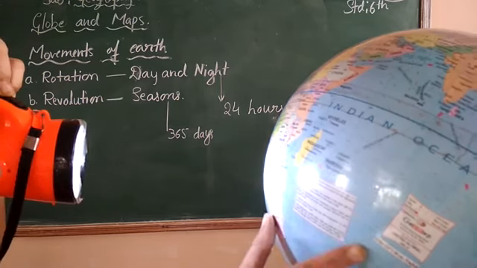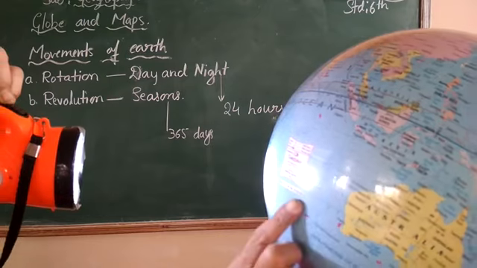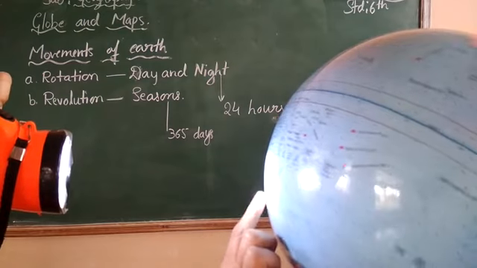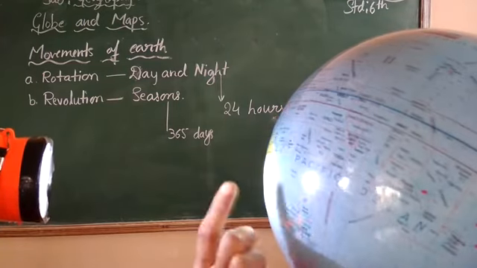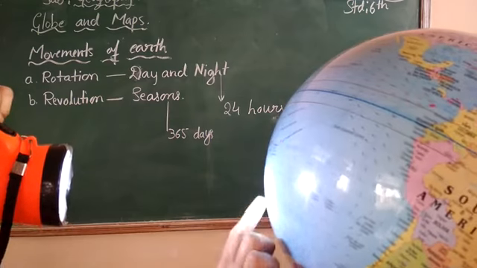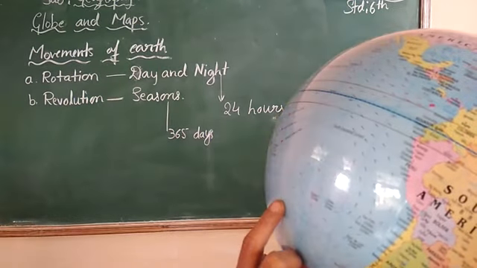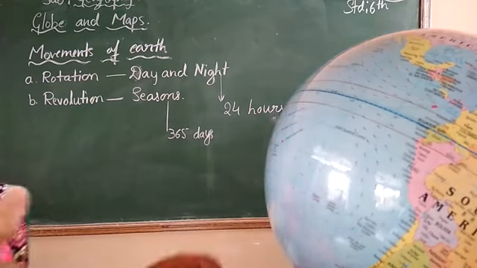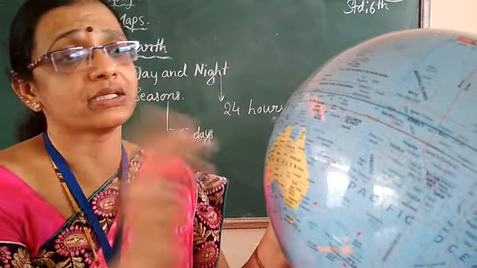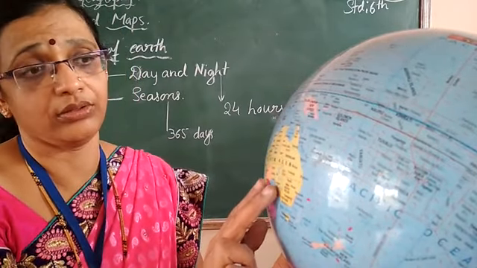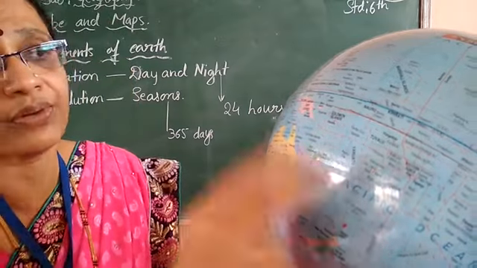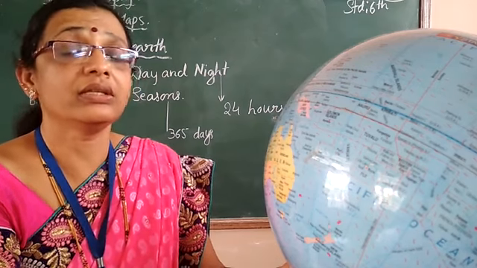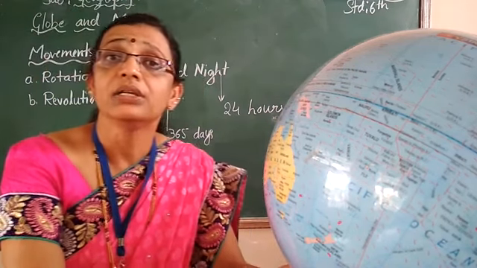Follow, children? Rotation means earth is rotating like this. This is called rotation. On its axis only it is rotating. Spinning also you can say. Revolution means while rotating, it will take the round of the sun. That is called revolution. By that we are getting the seasons. The place which is facing directly the sun, for them it is summer season. The place which is away from the sun will get the winter season. Follow, children? Like this we are getting the day, night and seasons.